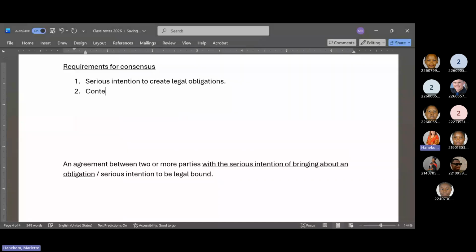The content of these obligations. You've agreed, you understand and agree on the content of these obligations. If one is thinking loan and the other one is thinking rental, the content of the obligation is not the same.